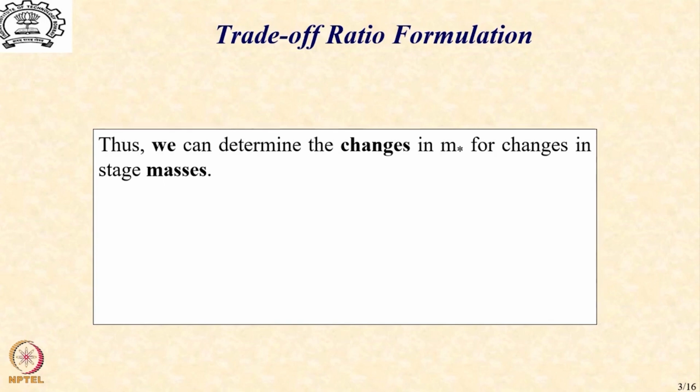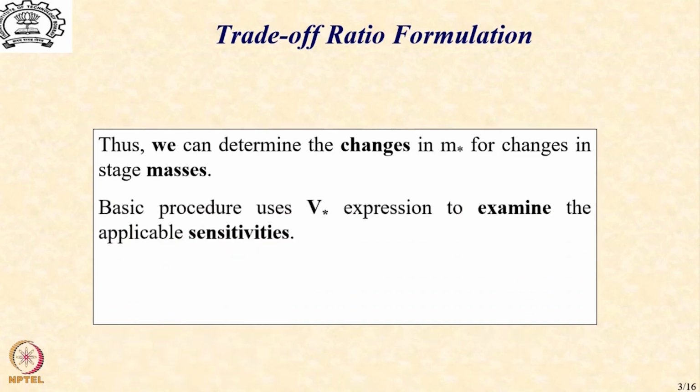So, in the present study, we will talk about a philosophy for trade-off ratios, which will assume that we don't want the V star to change and we would like to find out how a small change in the stage mass will influence the change in the payload mass. To do this, we make use of the V star expression to examine the applicable sensitivities.